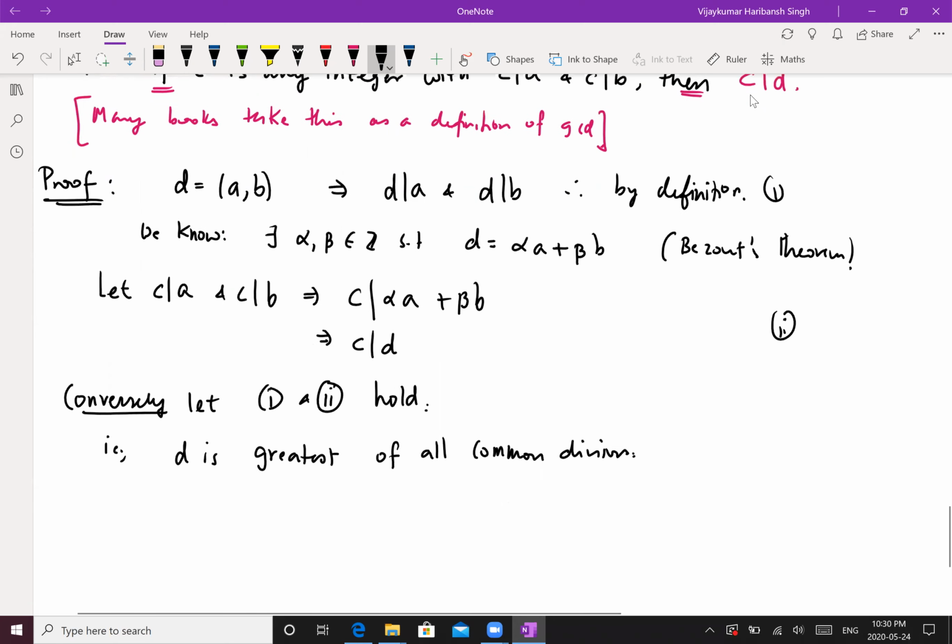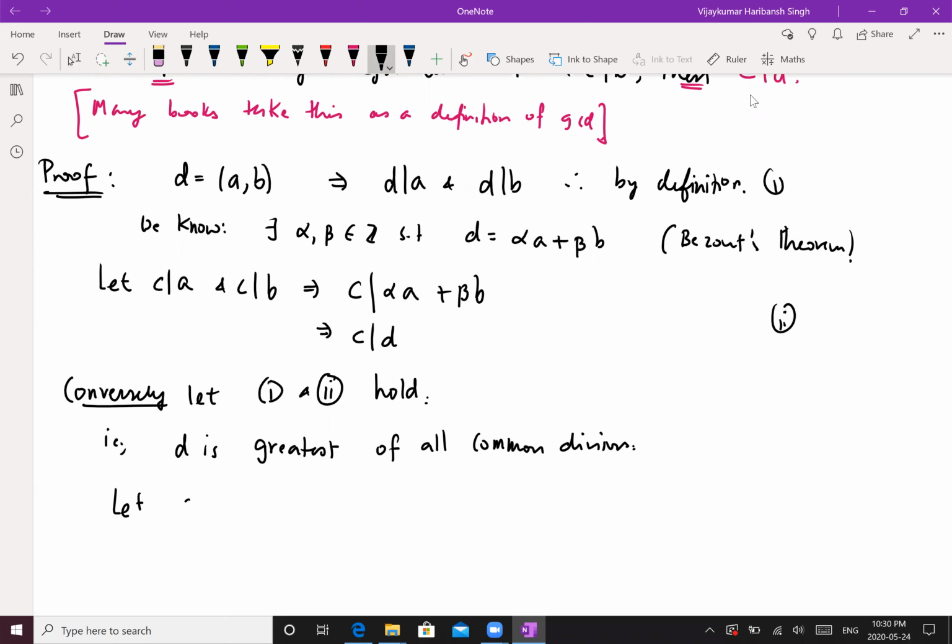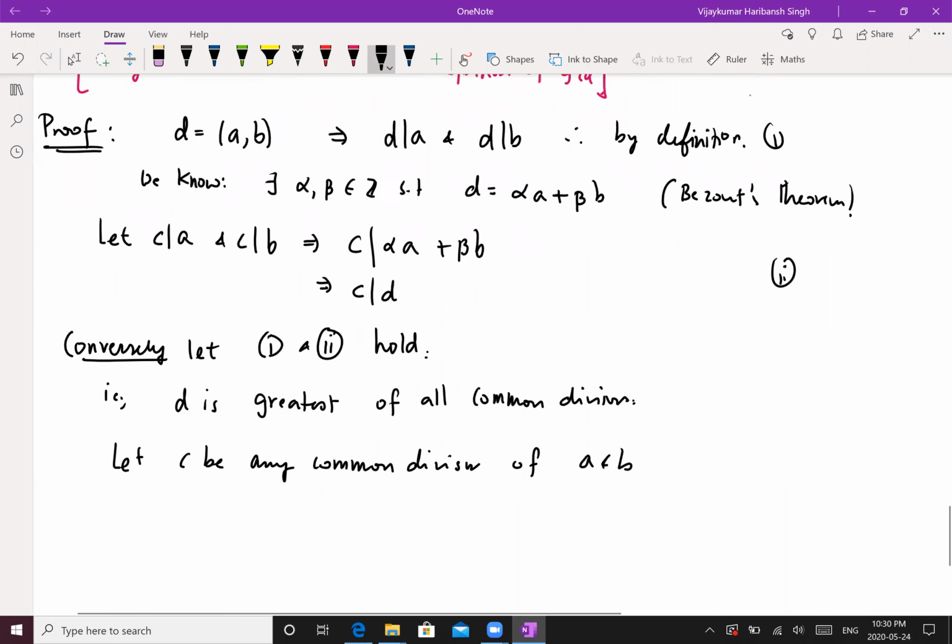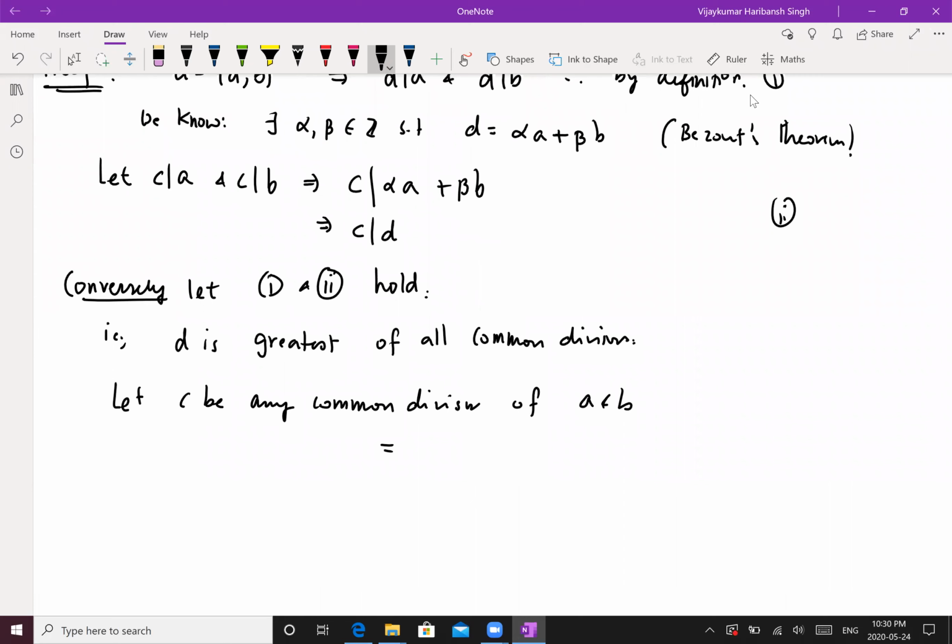So now note that let C be any common divisor of A and B. This implies C divides D. This means what? C times some K equals D, where K belongs to Z.